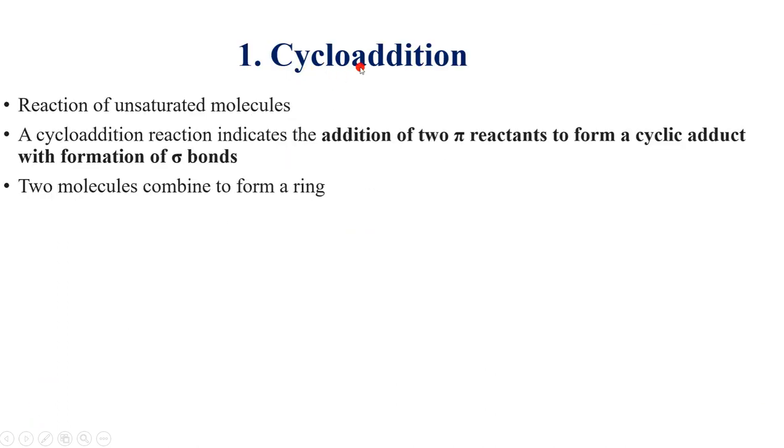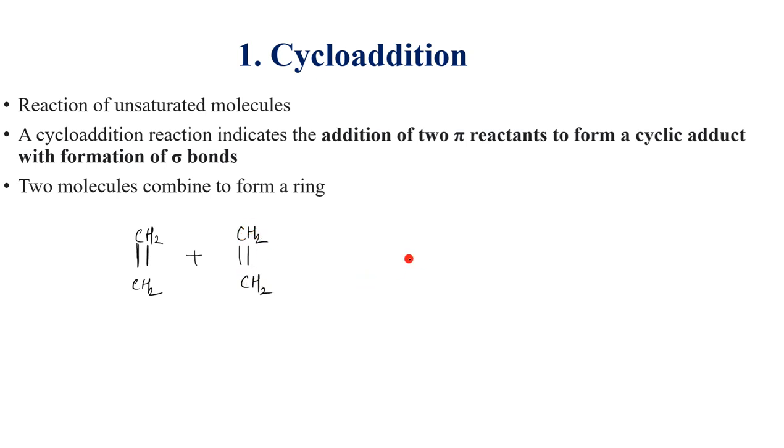Now, from the word itself, you come to know that this is an addition reaction. So if it's an addition reaction, the reactants are unsaturated molecules. And cyclo means the reaction takes place via formation of a cyclic adduct. I'll give you a very simple example, and then we will move on to different types. So suppose these are the two unsaturated systems. This is ethene. Both are unsaturated, right?